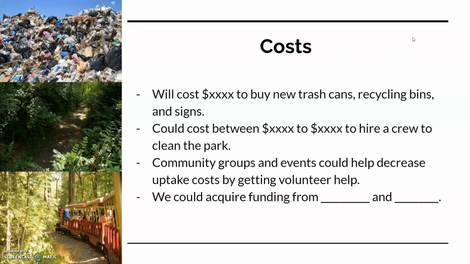So costs. It'll cost X amount of money to buy new trash cans, recycling bins, and signs. It could also cost between X amount to hire a crew to clean the park. Community groups and events could help decrease upkeep costs by getting volunteer help. So that's also a way to decrease costs. And then we could also acquire funding from blank and blank.